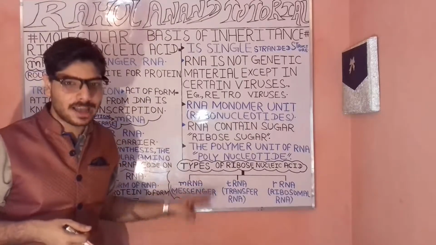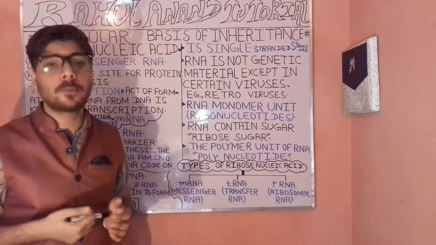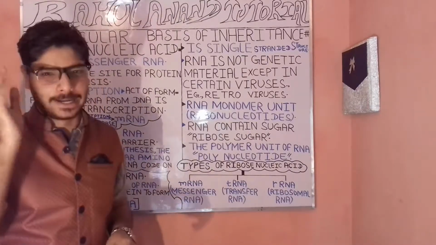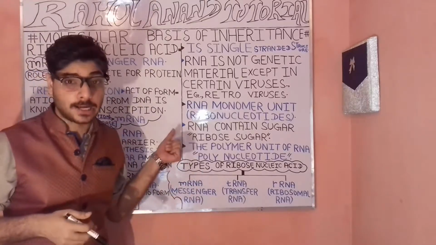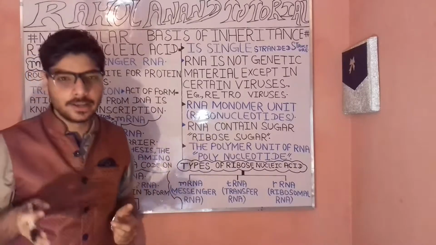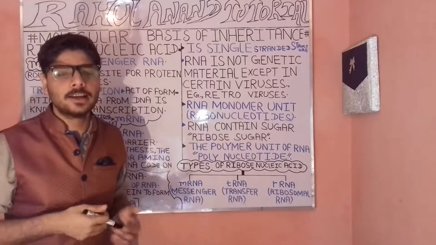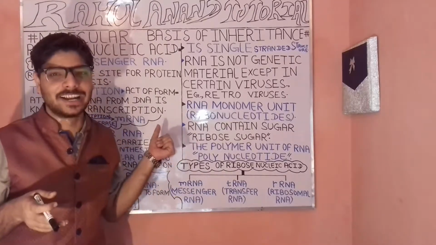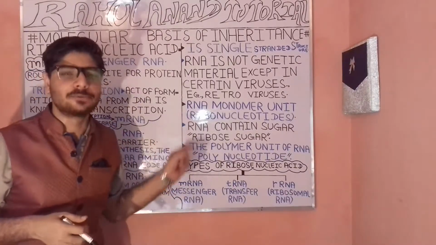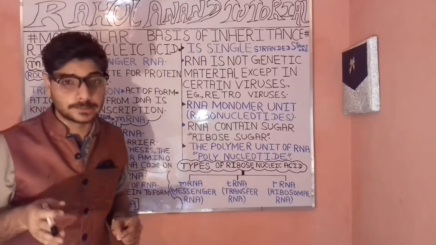Now, the types of ribonucleic acid, the RNA, are popularly divided into three broad categories. These are the mRNA, then the tRNA, then the rRNA, the ribosomal RNA. So now let's understand their role and introduction.